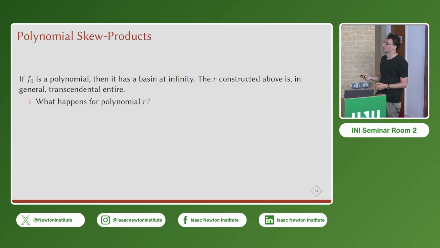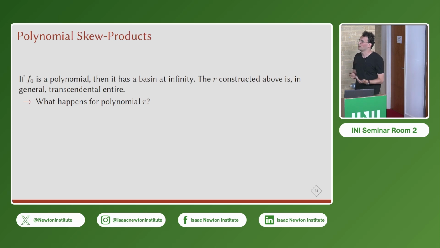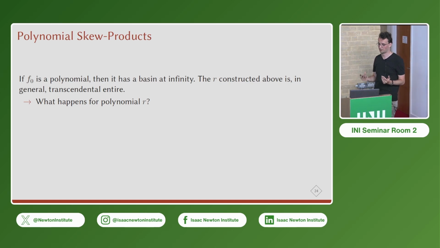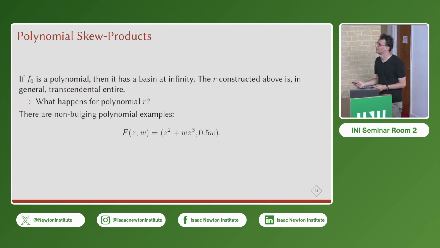So the question that we want to ask ourselves is, well, what happens if R is polynomial? Maybe if R is polynomial, we always have very nice behavior. We cannot have such problems. Well, the answer is unfortunately not. There are examples, quite easy examples actually, where we have non-bulging behavior.